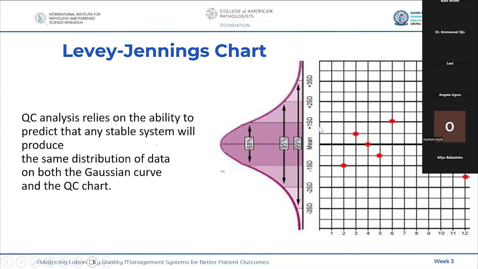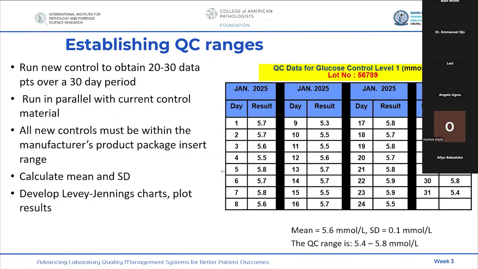2 SD will be 5.6 plus 0.2, which will be 5.8. And this will be 5.9. Then below the mean, you have 5.6 minus 0.1. Here you'll be having 5.5, 5.4, and then 5.3. So that is how to establish your QC limits on the developed LJ chart. And each time you now run your quality control, you'll be looking at how to place the data generated on the appropriate parts on the quality control chart. And then we'll talk about monitoring that later.